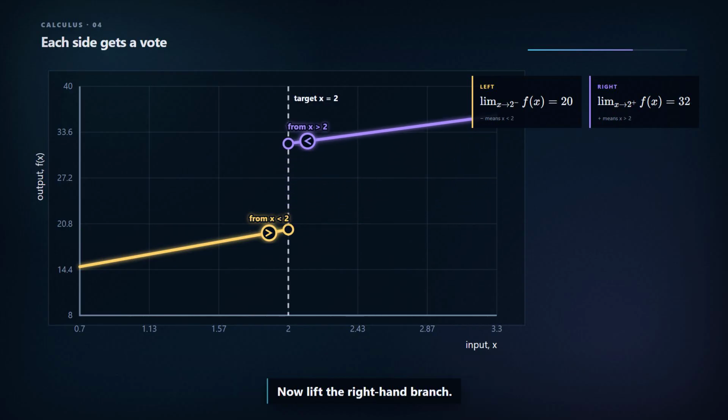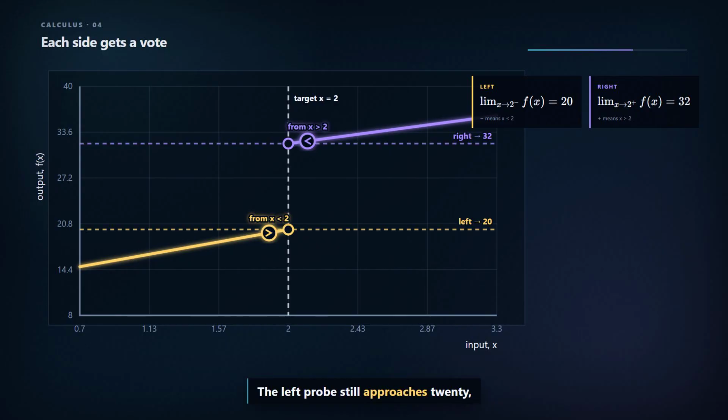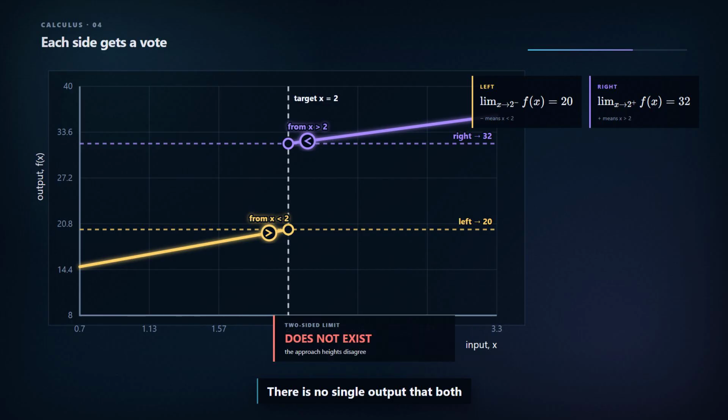Now lift the right-hand branch. The left probe still approaches 20, but the right probe approaches 32. There is no single output that both sides choose, so the two-sided limit does not exist. A jump is not a hole that one point can fill. The surrounding branches themselves disagree.